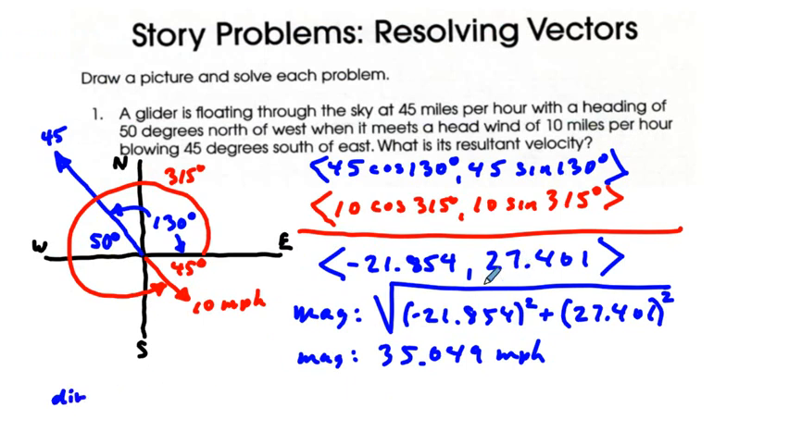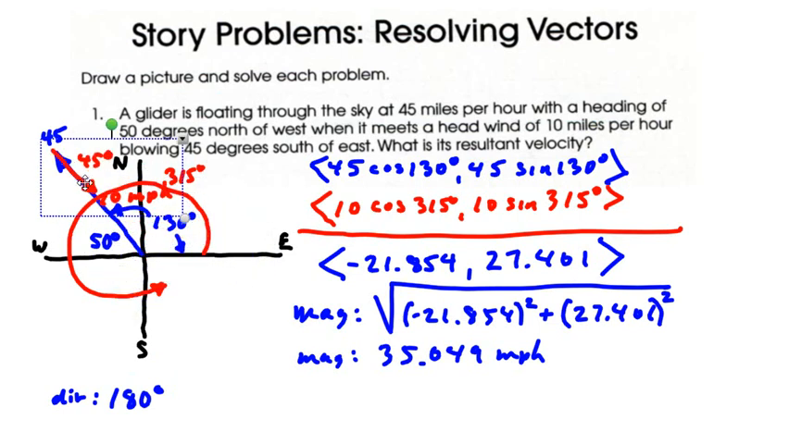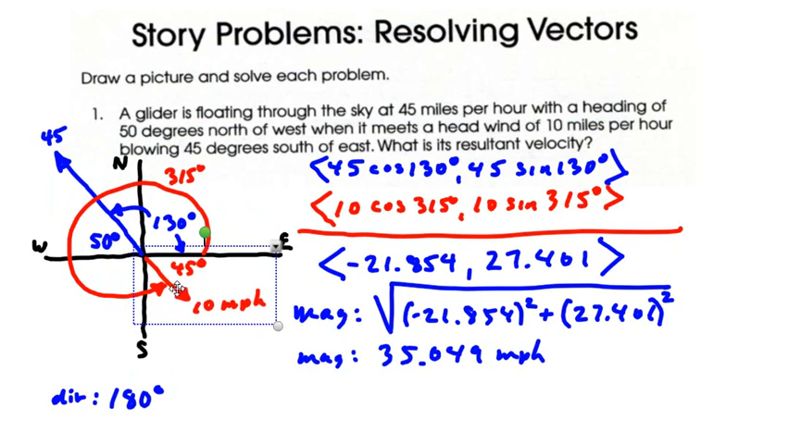And then for direction, it doesn't say direction here, but we have to look at which quadrant we're in. We're going to be in quadrant 2, so it's going to be 180 degrees. And how do I know that? Because if we stack these vectors together, we're going to be in quadrant 2 right there, so that's what it's going to look like.